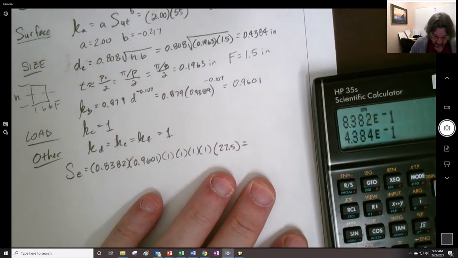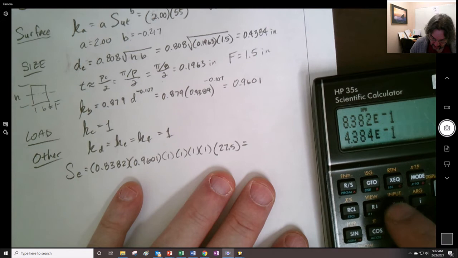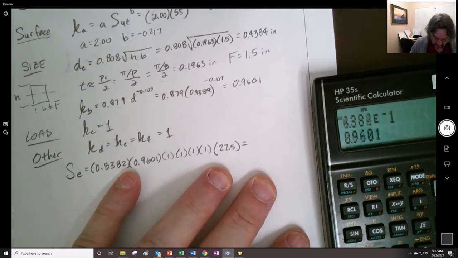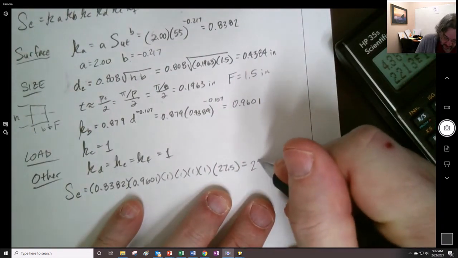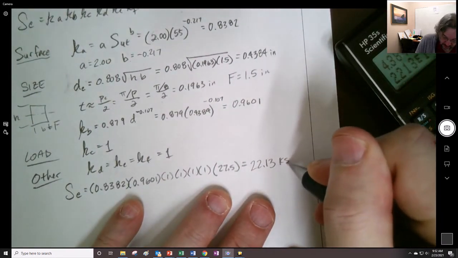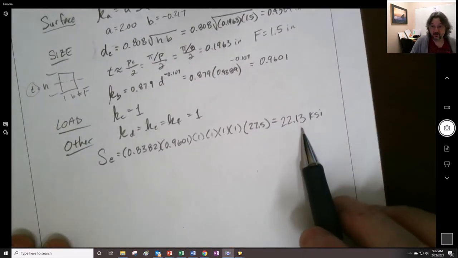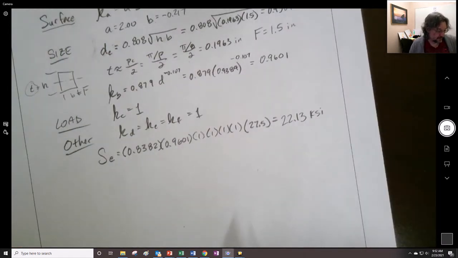So, yeah, okay, so that's 0.9601 times that times our 27.5, and we get 22.13. So we have 22.13 KSI, this is going to end up being the allowable stress, but we have to do a little bit of a modifying thing coming on here.